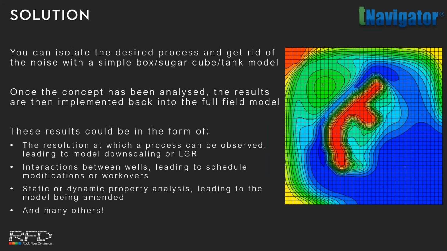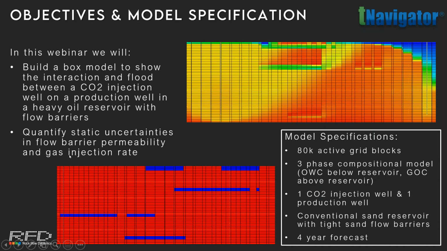Different interactions between injectors and producers can lead to different workovers or different schedule changes. Property modeling, static and dynamic analysis leads to the model being slightly amended, or potentially even engaging the G&G team for more geological interpretation. Of course, many others after that as well.